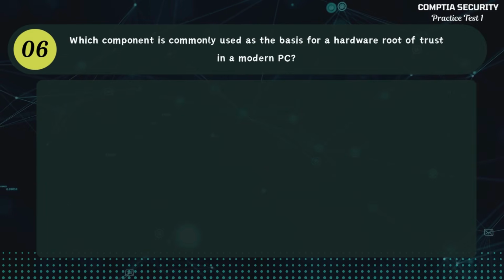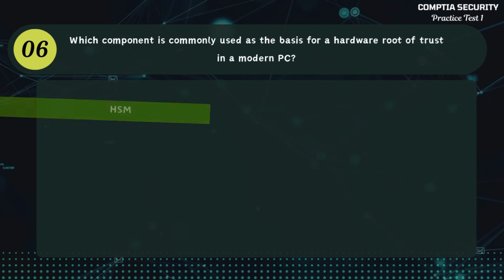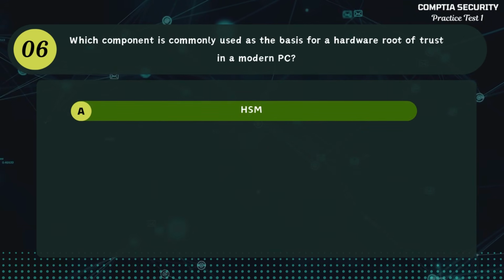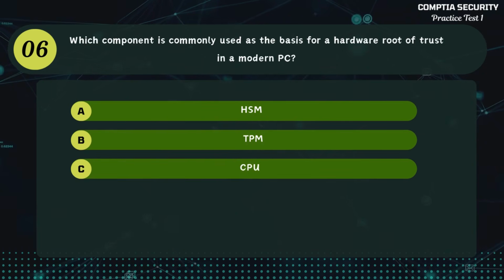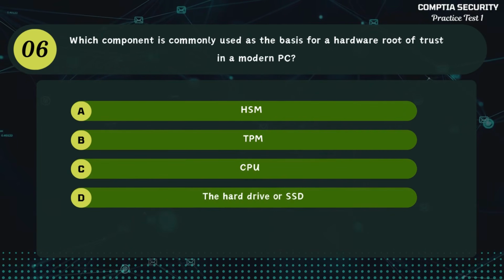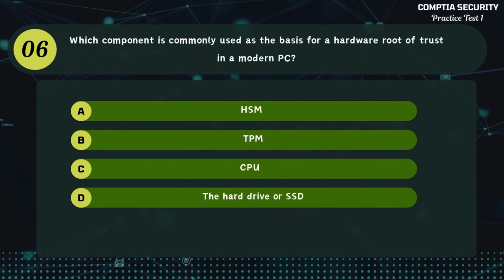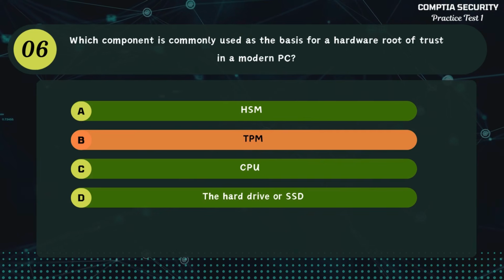Question 6. Which component is commonly used as the basis for a hardware root of trust in a modern PC? A. HSM. B. TPM. C. CPU. D. The hard drive or SSD. Correct answer B. TPM.